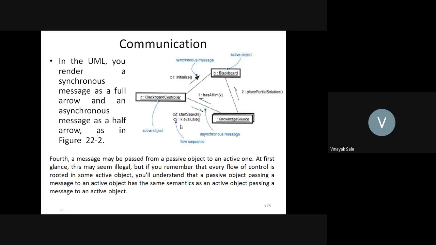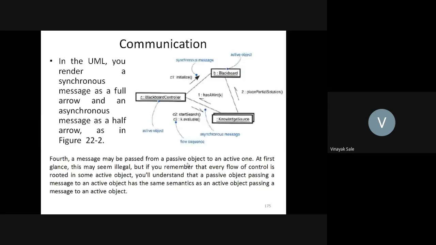Then fourth, a message may be passed from a passive object to an active object. At first glance, it may seem illegal, but remember that every flow of control is rooted in some active object. You will understand that a passive object passing a message to an active object has the same semantics as an active object passing a message to an active object.